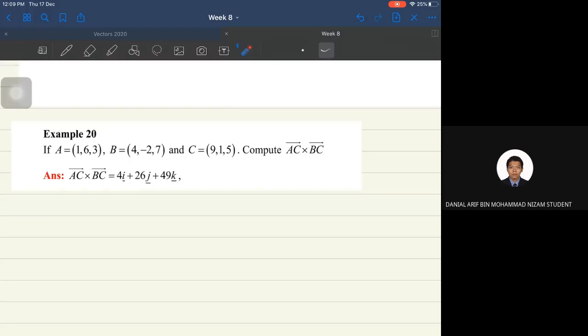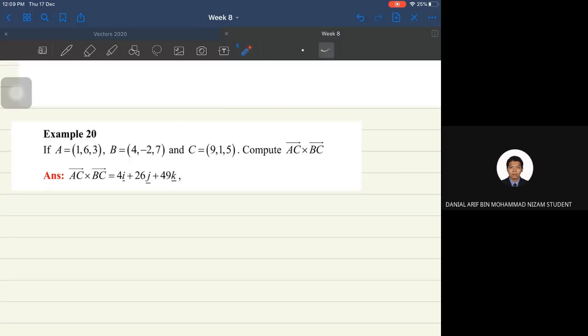You are given 3 vectors, which is vector A, B and C, and you are asked to compute AC cross BC. So diberi pada awak adalah point, and dia minta awak buat cross product. Cross product must be between vector and vector. Dia tak boleh point dengan point, dia tak boleh point dengan vector. Okay, cross product must be between vector and vector. So if you have 3 points here, you kena cari dulu what is vector AC and what is vector BC. Then only you can cross these 2 vectors.